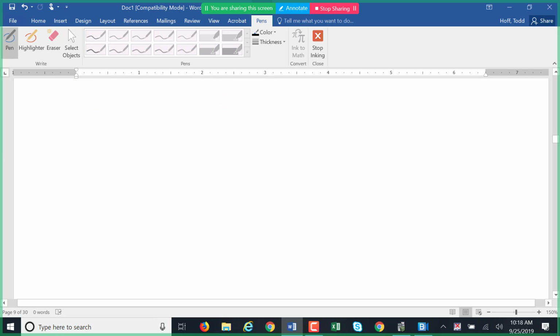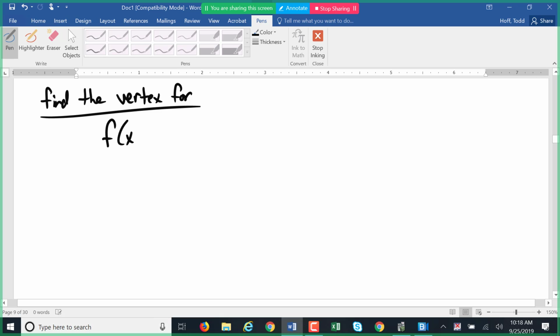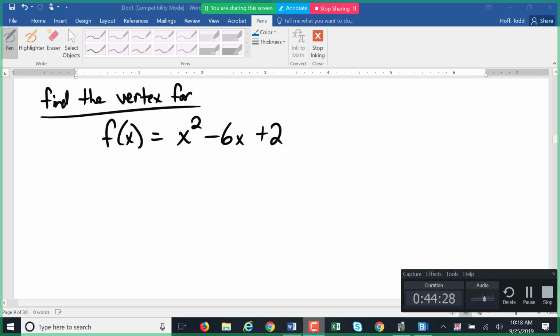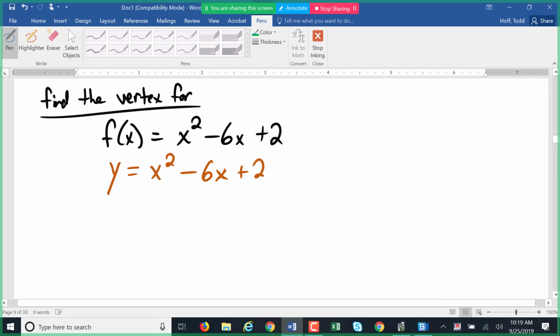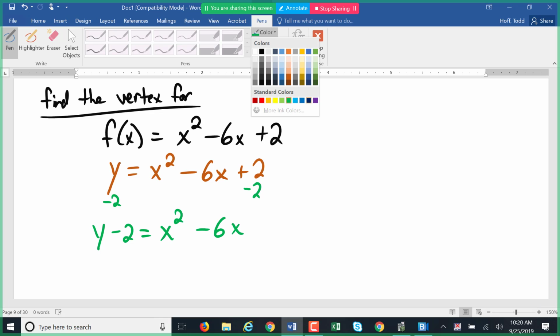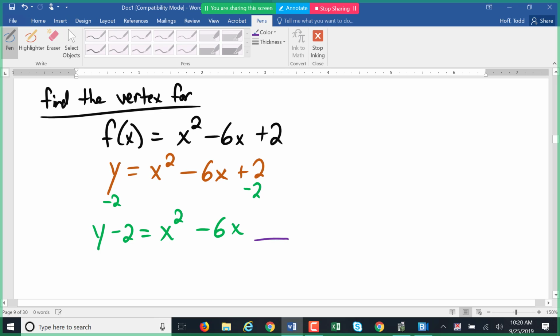I want you guys in your notes to find the vertex for f of x equals x squared minus 6x plus 2. So I'm going to replace f of x with y. I'm going to get rid of this constant term here. I'm going to subtract 2. So y minus 2 equals x squared minus 6x. Figuring out what I have to add back in there for my constant.